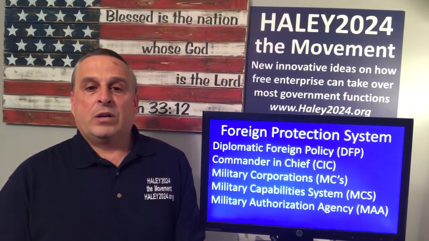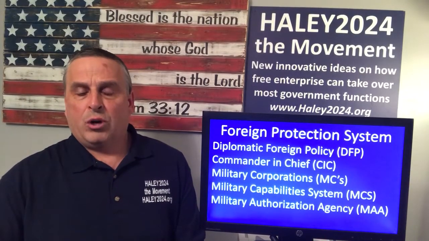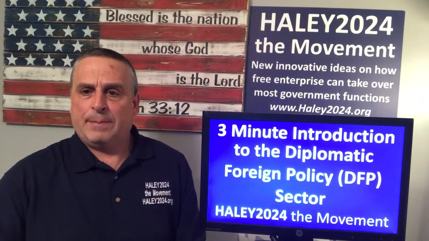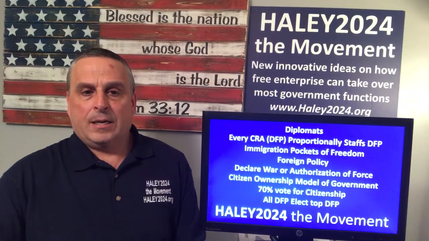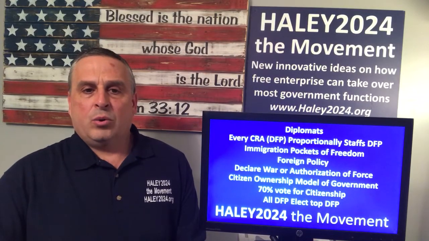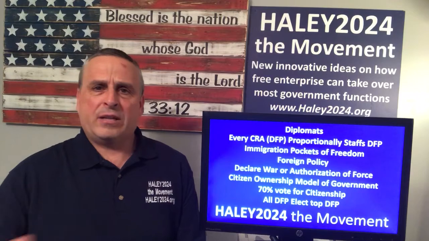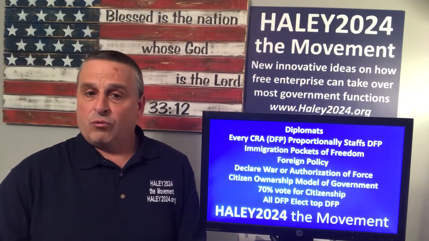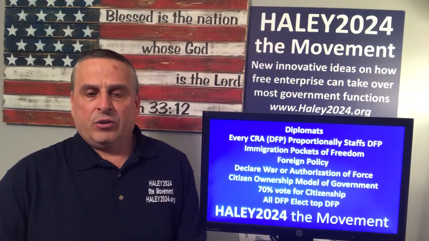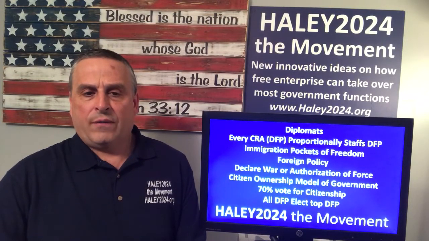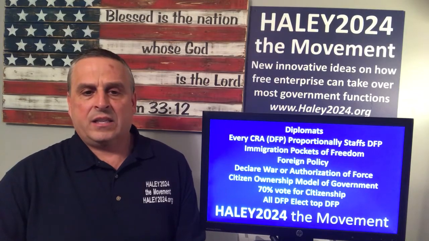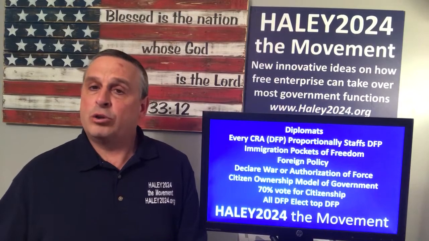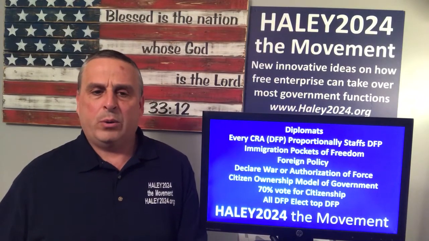Okay. We talked about this, but we're going to go through my 3-minute introduction series real quick to go back over it to make sure I didn't miss any points. The diplomats declare war. They do immigration policy. I haven't talked about the pockets of freedom, my main immigration and foreign policy thing, but read that. The declaration or authorization to use force, the diplomats do that. Citizen ownership model of government. You really have to read my blog on the citizen ownership model of government. Hopefully I'll do a video on that.